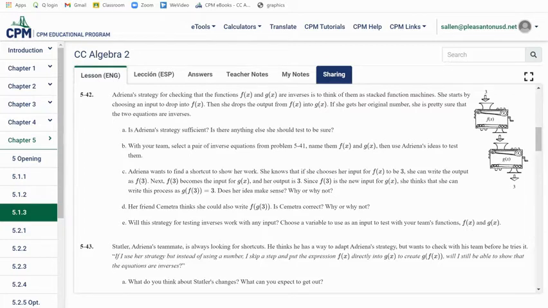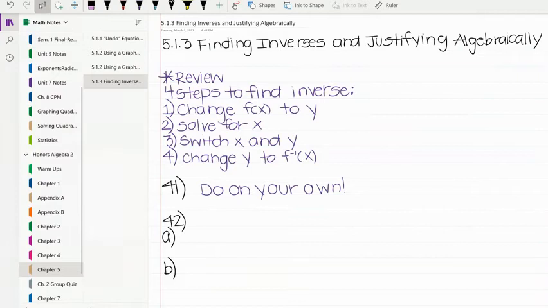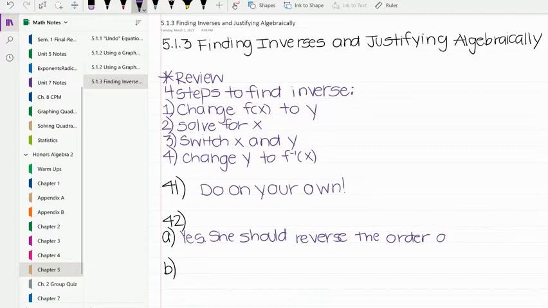So is Adriana's strategy sufficient? Yeah, it is. Is there anything else that she should test to be sure? She could also go in the reverse direction. So we will go ahead and write that. I'm going to just say yes, it works. She should reverse the direction or order of the machines, just to be sure. So going backwards.